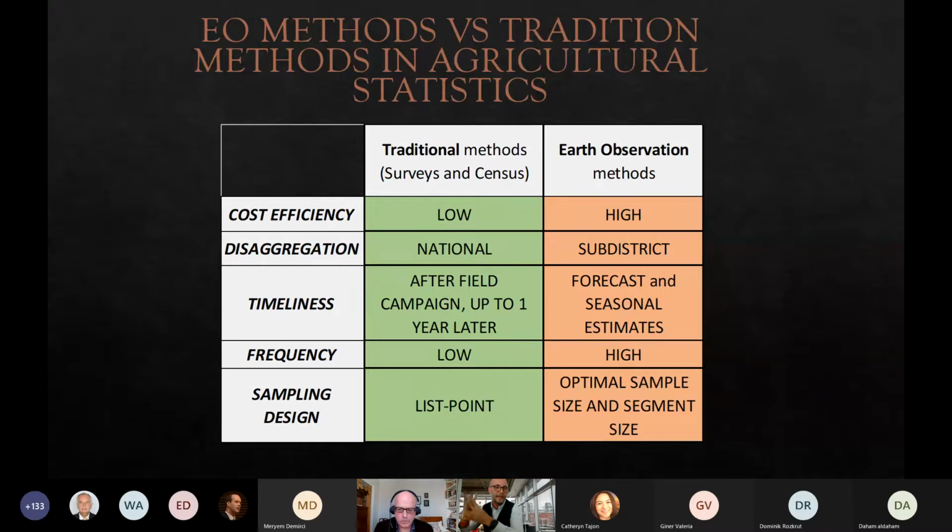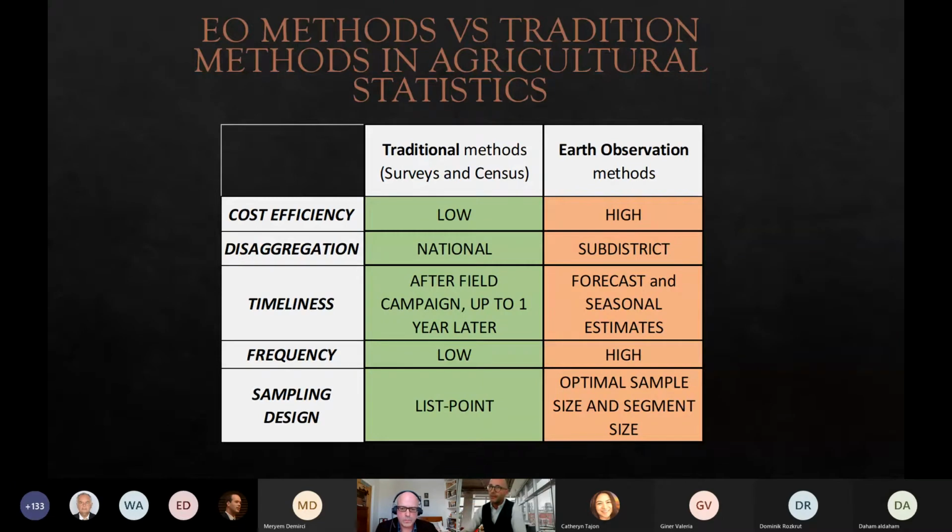And finally, sampling design. Traditional methods typically rely on list-point methods, whereas with Earth observation, you can optimally design the size of your sample, because you can use it to create segmentation and hence stratification based on various agroecological and socioeconomic criteria.